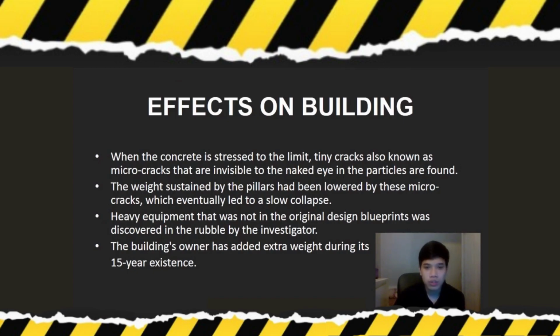So as I said in the previous slide, there were micro cracks found. This is because they used a microscope to investigate all these tiny cracks, which are invisible to the human naked eye. It was found that the weight sustained by the pillars had been lowered by these micro cracks, which eventually led to a slow progressive collapse. Heavy equipment that was not in the original design's blueprints was discovered in the rubble by the investigators. So eventually this led to the conclusion that the building's owner had added extra weight during its 50 years of existence.